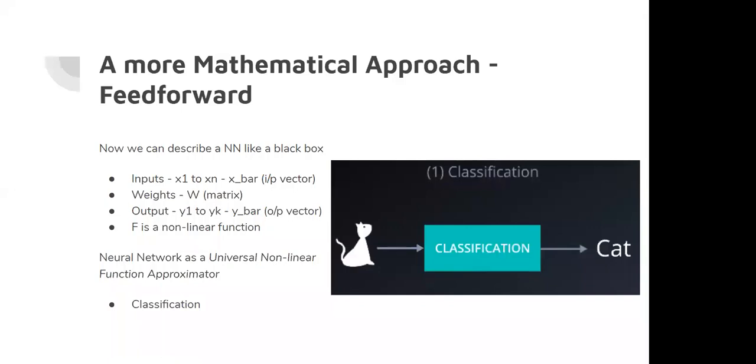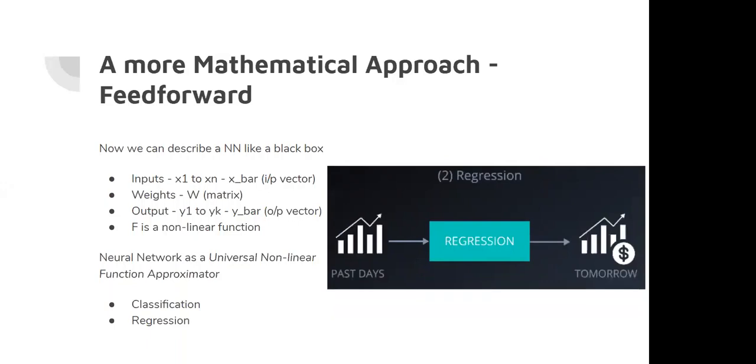So there are two kinds of problems that neural networks can solve. I mean, as far as I understand, there are only two kinds of problems. Correct me if I'm wrong. Tell me in the chat if I'm wrong. There are only two kinds of problems that a neural network can solve. One is classification, and the other is regression. There's no third problem. Every other problem can be distilled into some form of combination of regression and classification.